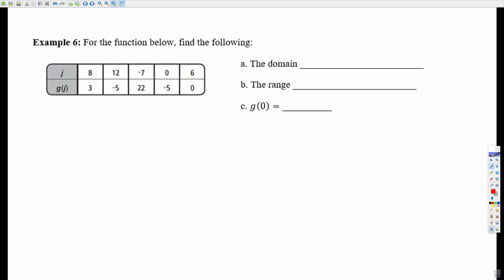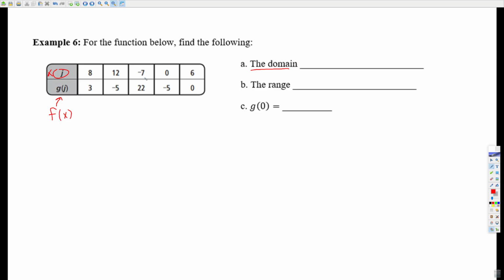Okay, number 6. To find the domain and range of a table like this, it's super simple. The domain would be the x value. Now, in this case, we don't see an x, but because we're used to this notation, function notation, where we have f of x, the x value is inside the parentheses, and that's the letter j, so that means this is your x values.